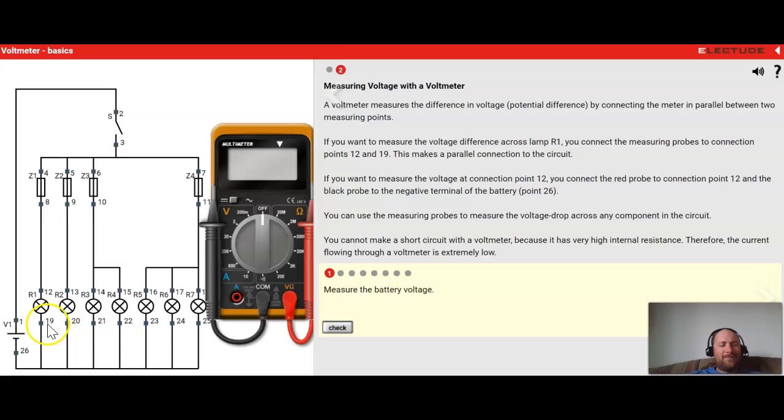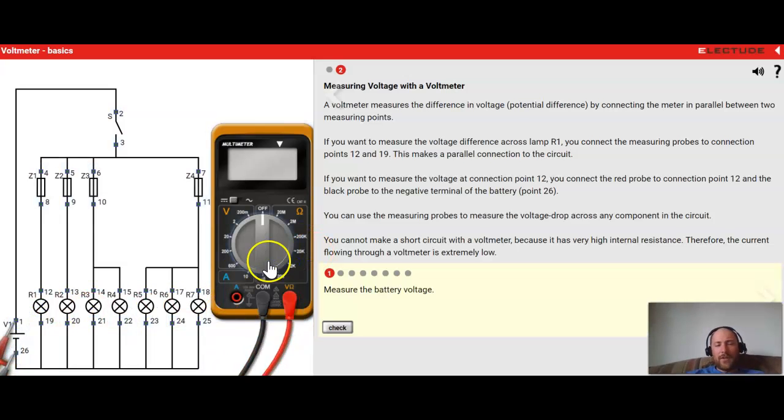So if we go over here, this is the schematic. This is the symbol over here in the corner for a battery. Okay, there's two little lines coming together. So we're going to take our black probe and connect it to the smaller side of the battery, or the negative side of the battery. Then we're going to take our red probe and put it on the other side of the battery.